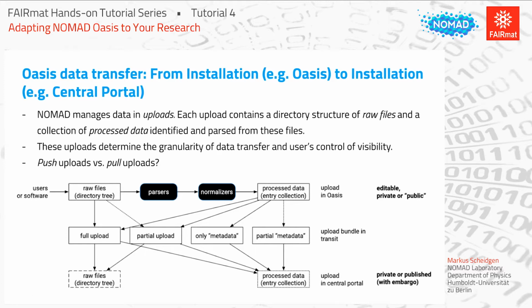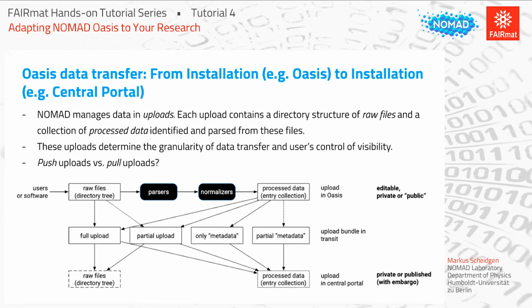Without going into too much detail, because this will probably be the focus of another tutorial, the idea, of course, is that we have some unit of organizing the data. In NOMAD, these are called uploads. We will later see how this works in detail. But the idea is that these uploads are basically a bucket of raw files, of files that you manage. And then, of course, we parse these files, we normalize these files, and produce our own version of the files, the processed data. So each of these uploads is basically a bunch of raw files and a bunch of processed data. And in principle, we can bundle these together.